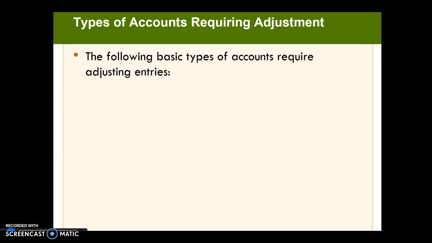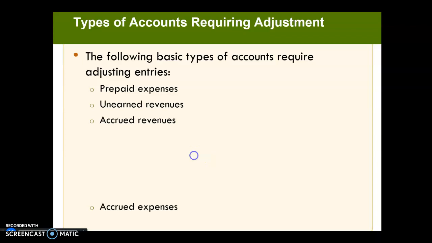Once again, prepaid expense, you have to prepare an adjusting entry. Unearned revenue, you have to prepare an adjusting entry. Accrued revenue, where you haven't received any payment yet, you have to do the adjusting entry. And finally, accrued expense, things that we haven't covered. This is the last one, accrued expense.